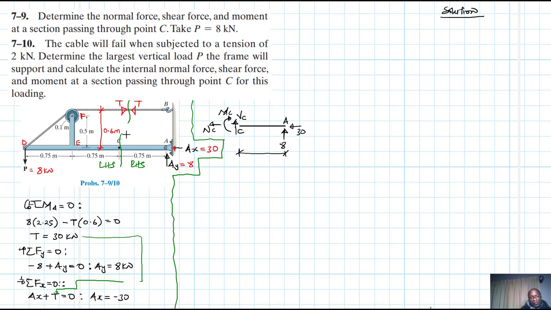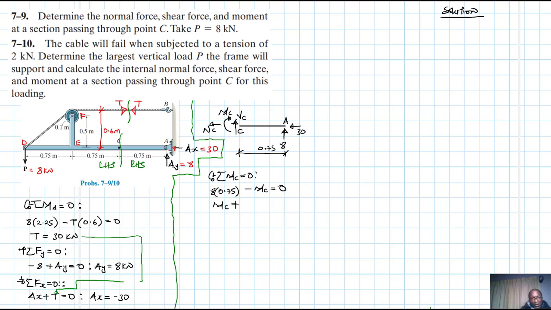Alright, this length here is equal to 0.75. Right, so then let's start applying the equations of equilibrium. Summation of moments about point C equal to 0, with clockwise being our reference. What do we have? We have 8 by 0.75, okay, and then minus MC equal to 0.